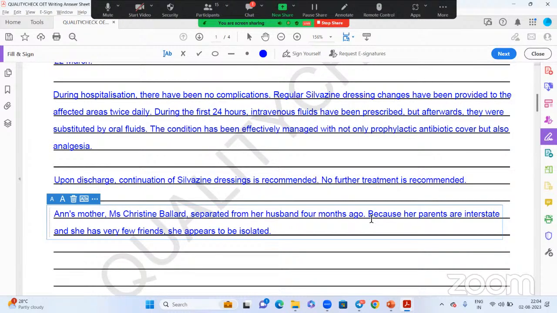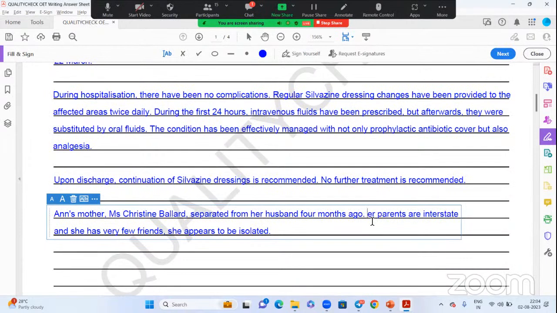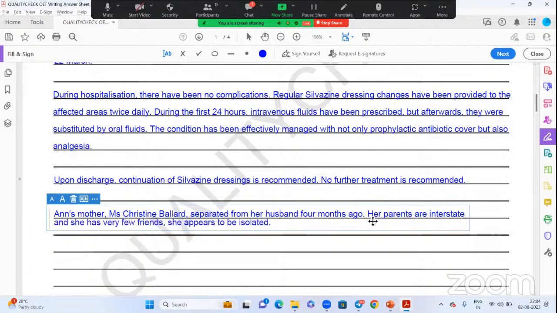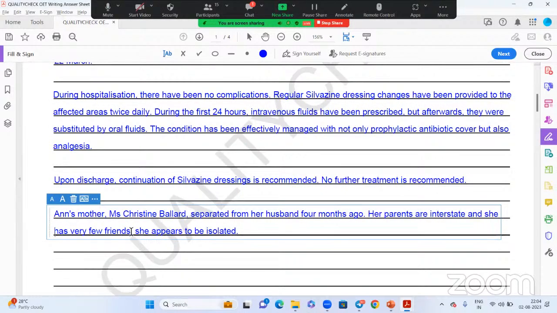Now remove because. Her parents are interstate and she has very few friends. Full stop. Therefore, she appears to be isolated. Right? However you want to write, you write. This is B grade. Anyway, you can write.